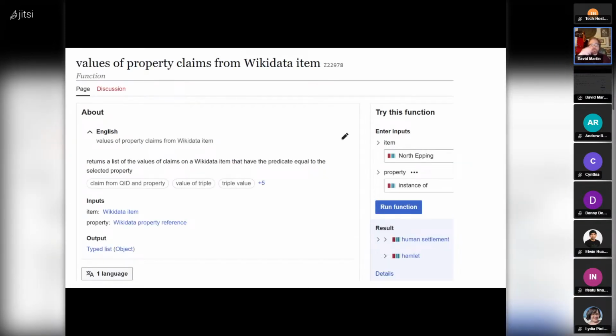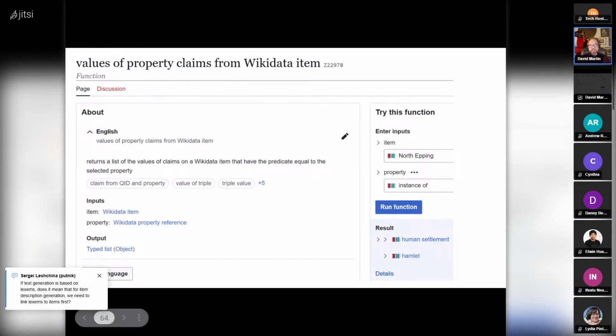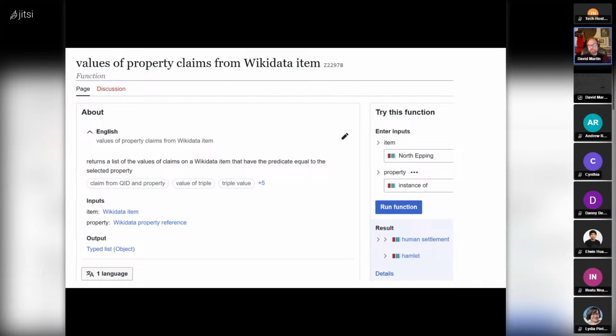This function is dealing with items that may have been fetched from Wikidata. It looks inside an item to see what values it has for a given property. In this case, we tell it the item of North Epping, which is a city, and we tell it we're interested in the property instance of, and the function looks inside the item and tells us that this item is an instance both of human settlement and also hamlet.